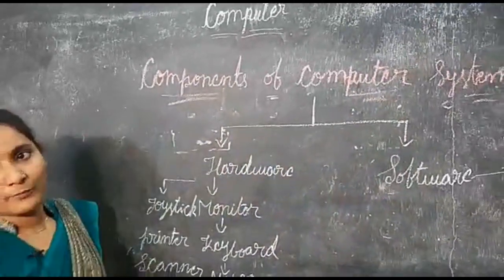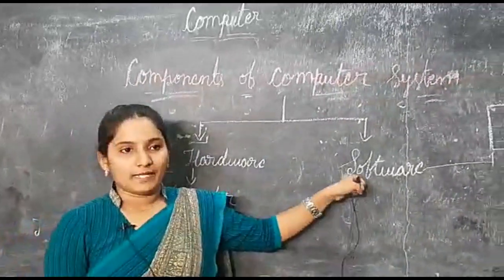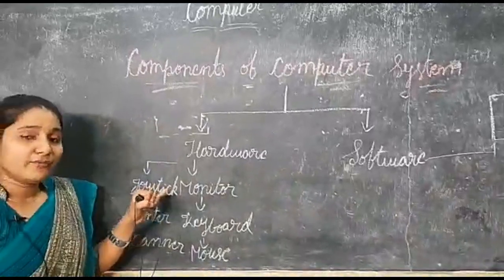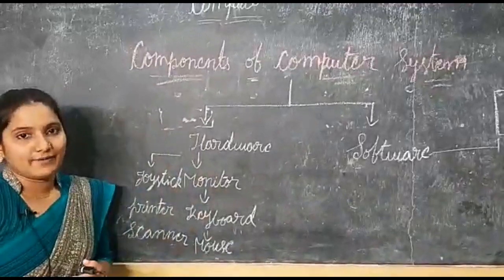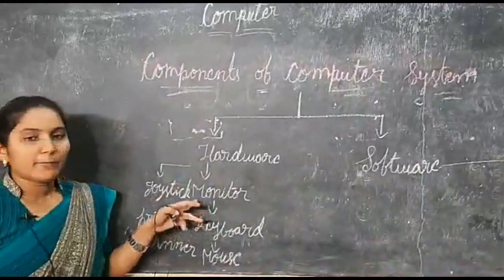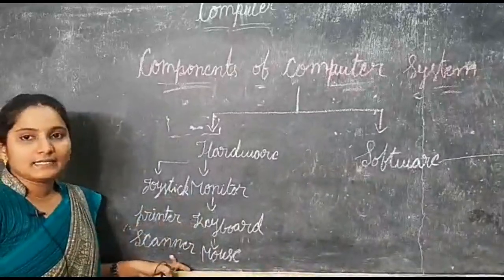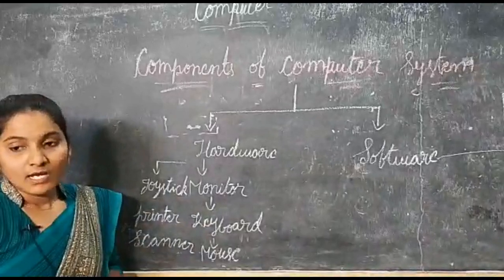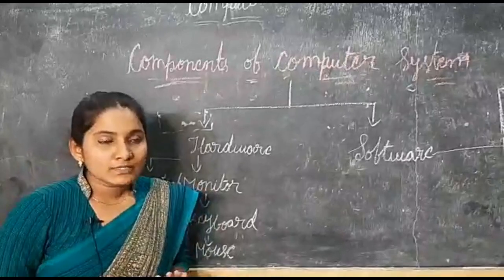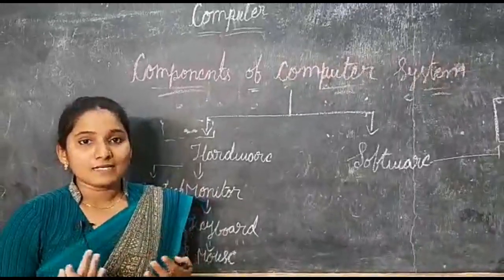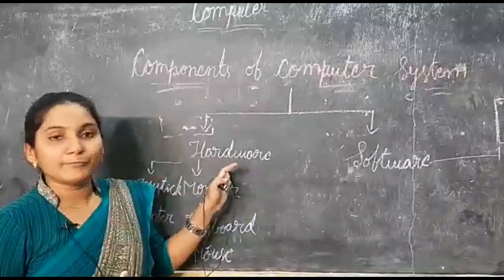There are two types of components of a computer system. First one is hardware and one more is software. Hardware, what is hardware? The physical components, all the parts of the computer, are called hardware. For example, monitor, keyboard, mouse, joystick, printer, scanner. All the parts of the computer that we are using are hardware. We can touch and feel these parts of the computer. So that is hardware, one type of component in the computer system.